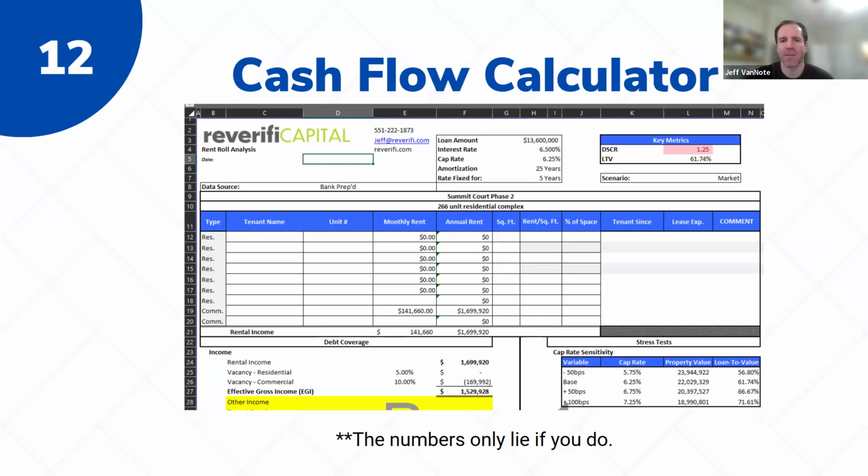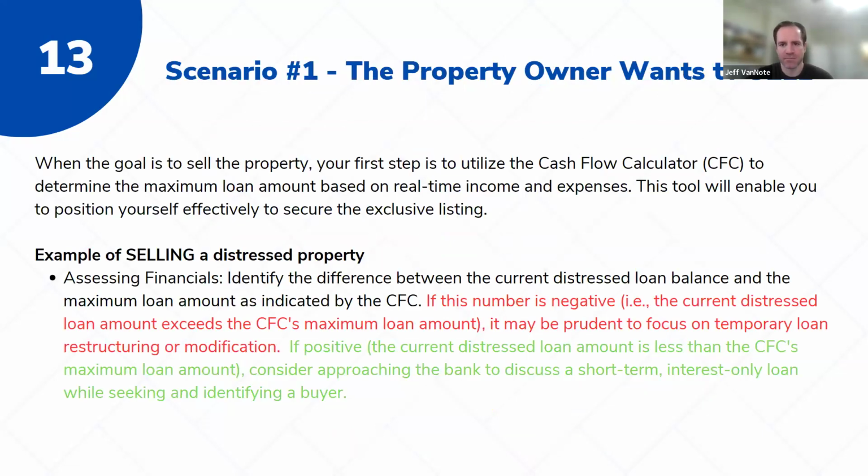Let's get started. Here's a scenario. The property owner wants to sell. When the goal is to sell a property, your first step is to utilize the cash flow calculator to determine the maximum loan amount based on real-time income and expenses. This tool will enable you to position yourself effectively to secure the exclusive listing. Example of selling a distressed property.